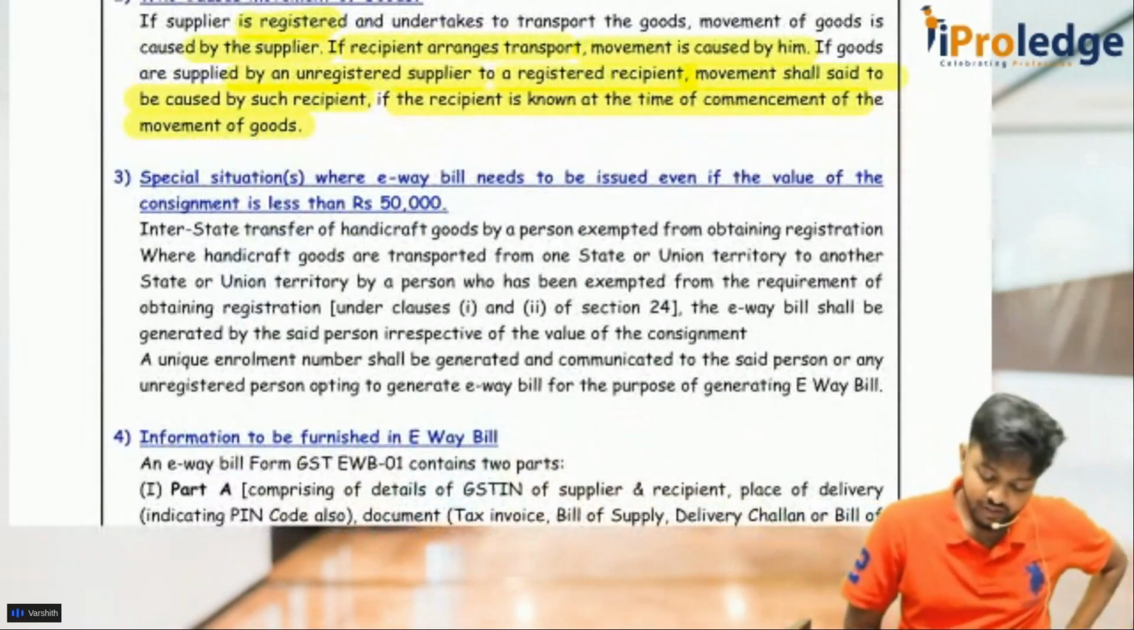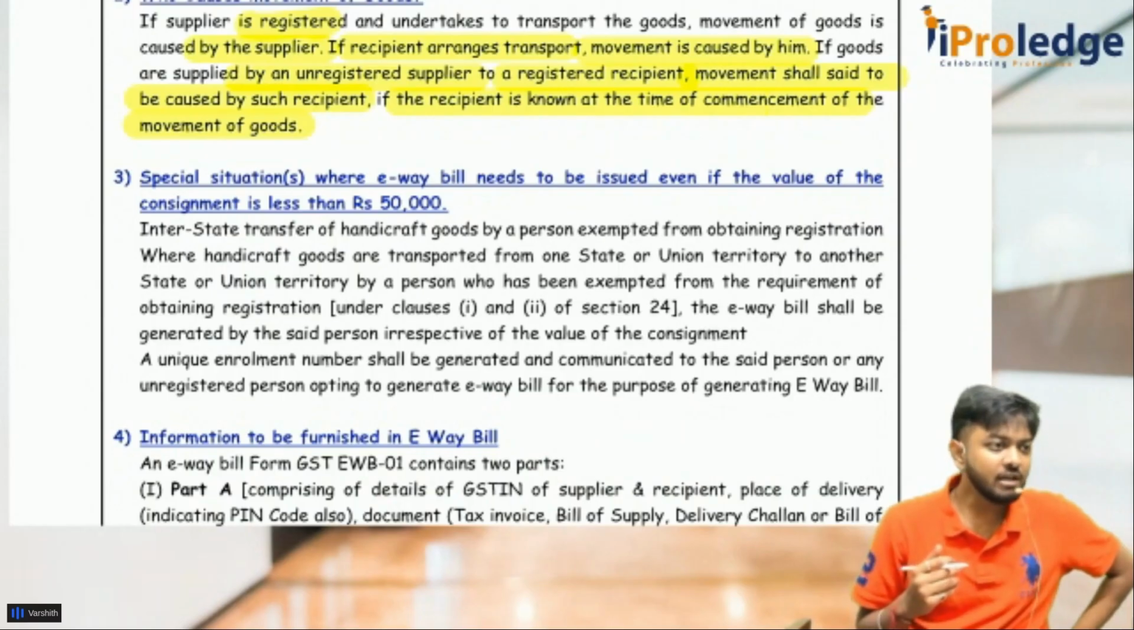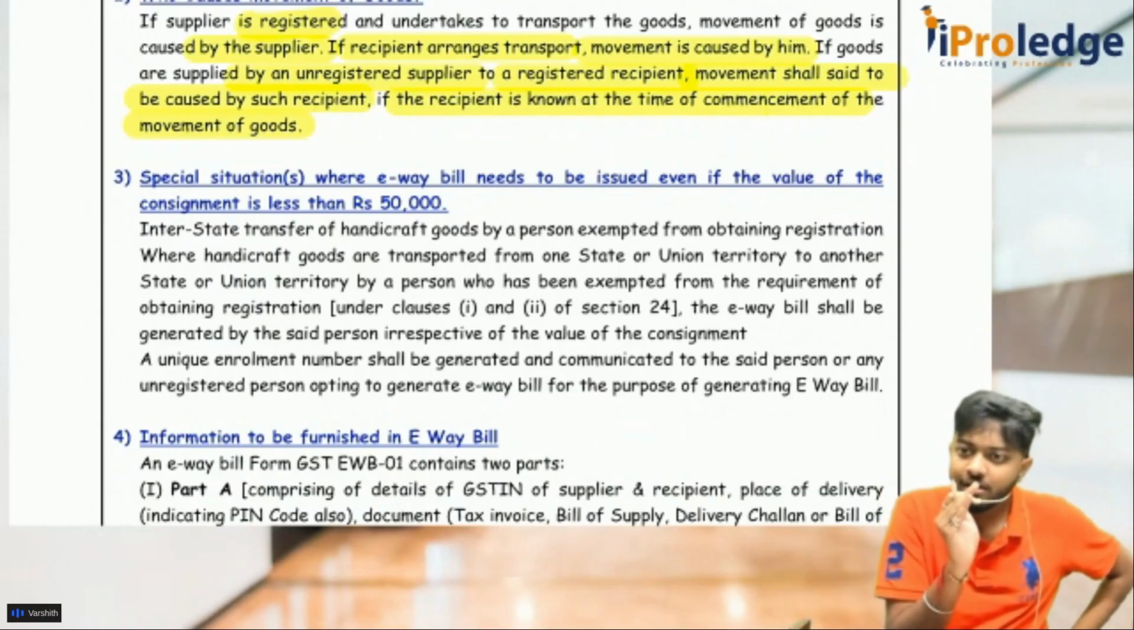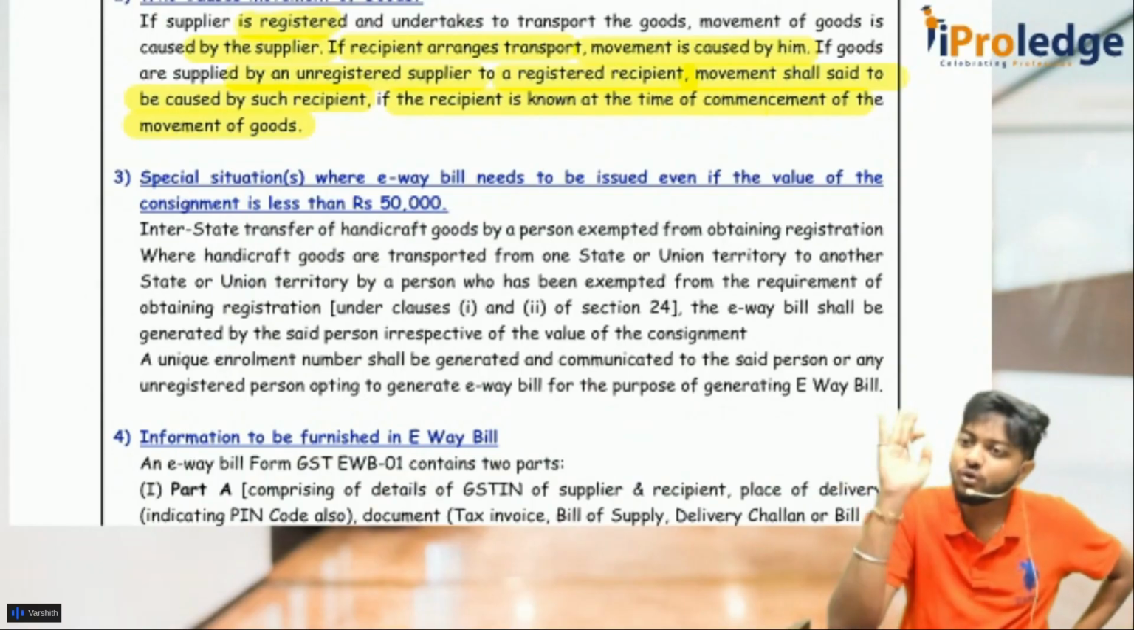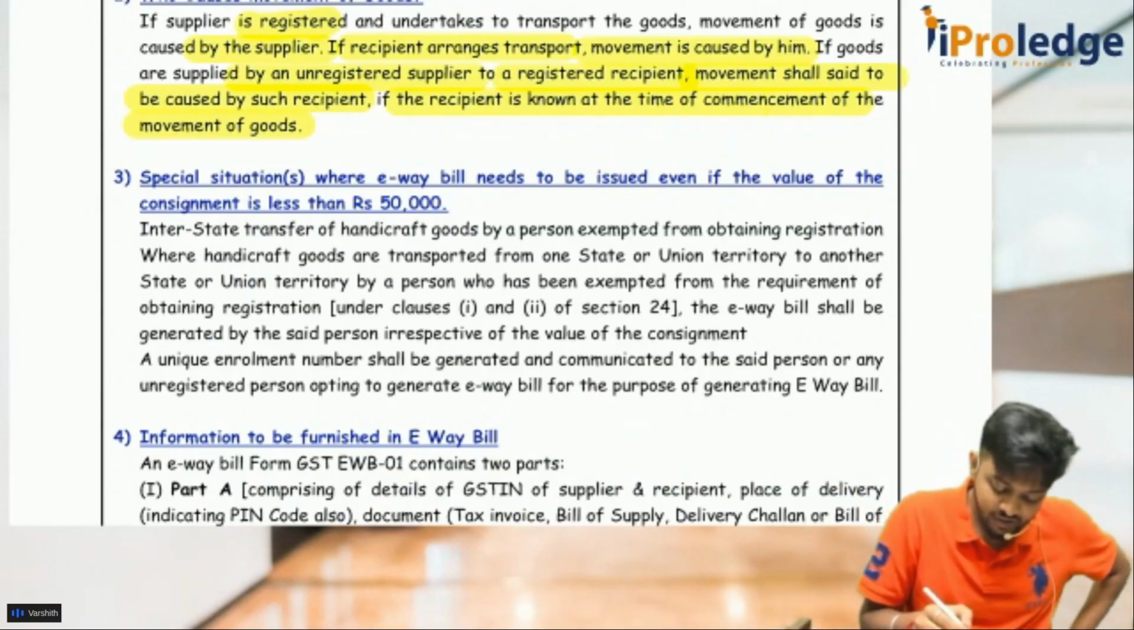Special situations where e-way bill needs to be issued even if the value of the consignment is less than 50,000. Under the below circumstances, even if the value of consignment is less than 50,000, you are supposed to mandatorily generate e-way bill. So, what are those cases?